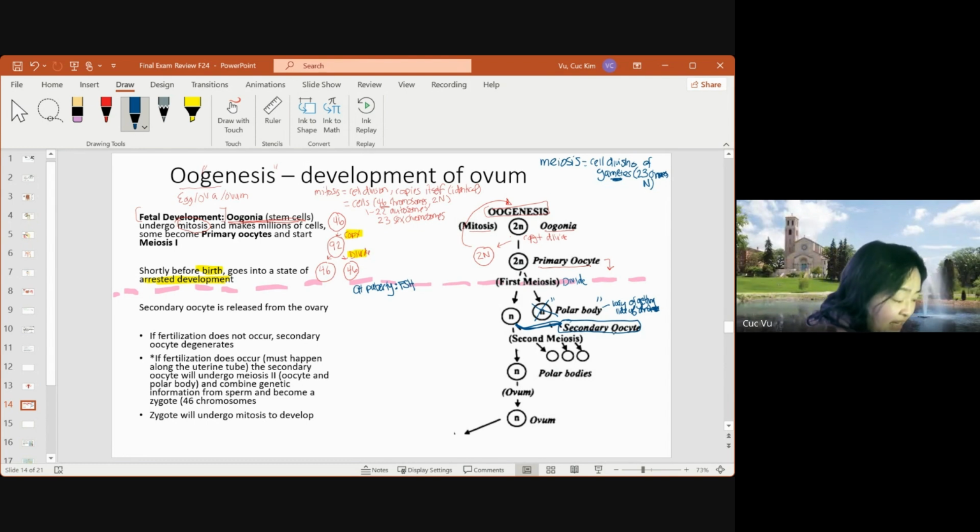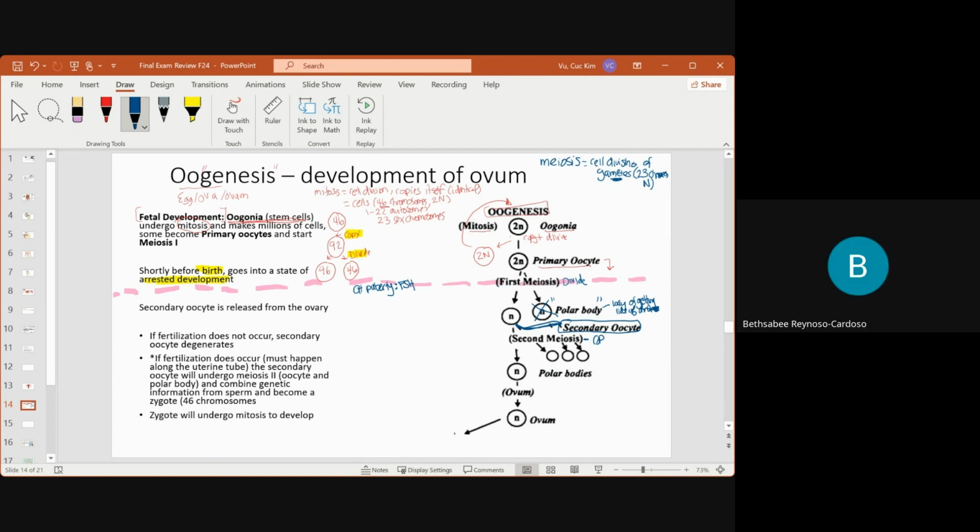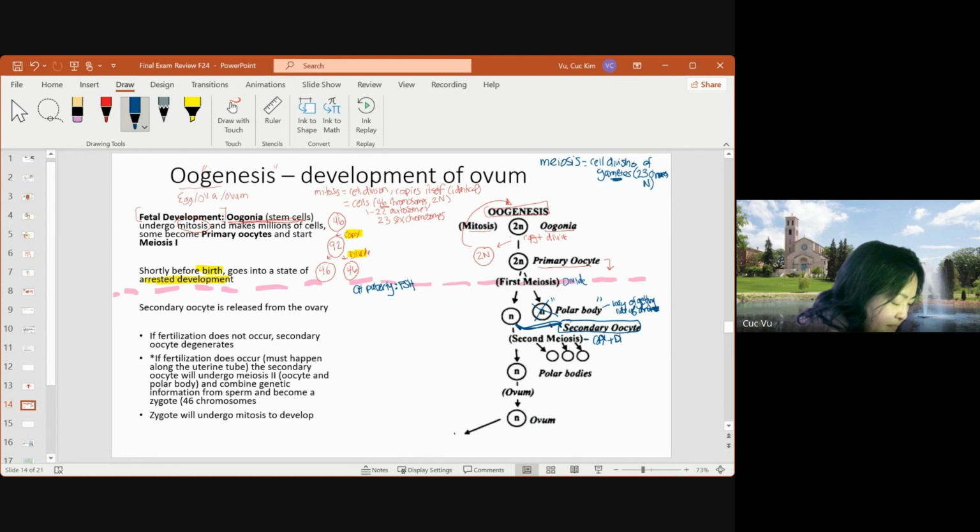So now the secondary oocyte is going to undergo meiosis 2, the secondary meiosis. What happens in meiosis 2? You remind me. It's going to copy itself. Yes, copy and divide. Does it have to copy and divide? No. Is it going to? Yes. Why? Because that's just what happens in meiosis 2. It still has to follow the rules of meiosis 2.